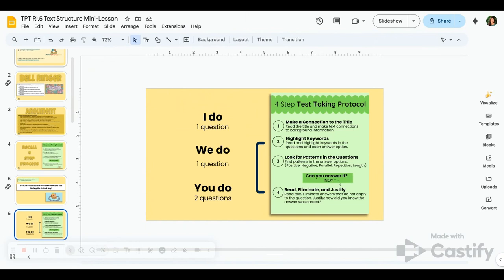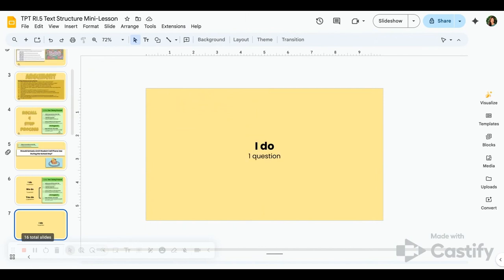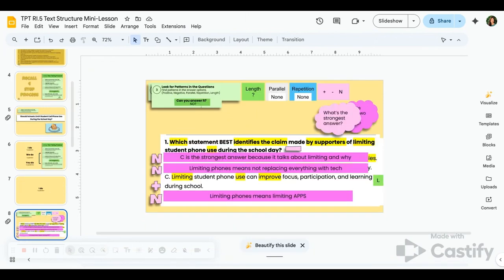Slide 6 is just showing them the format. We're going to do an I do, we do, you do model. Set them up for I do. I do is you modeling.